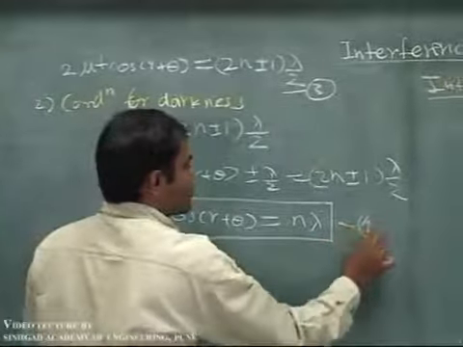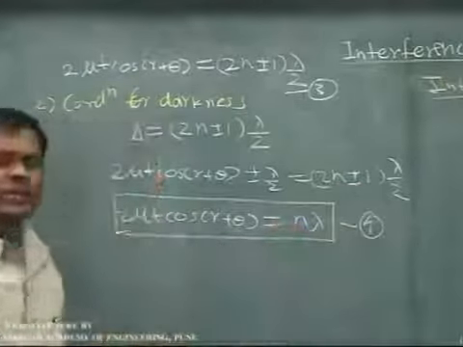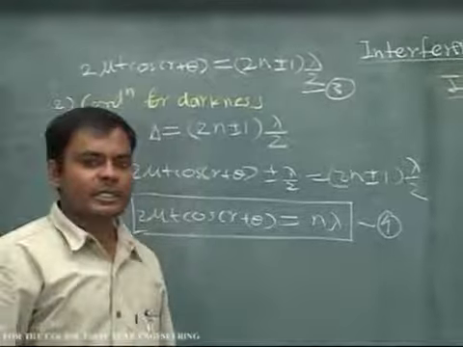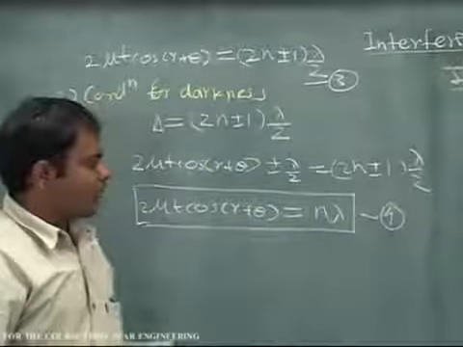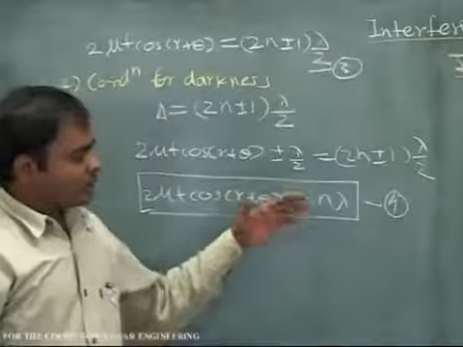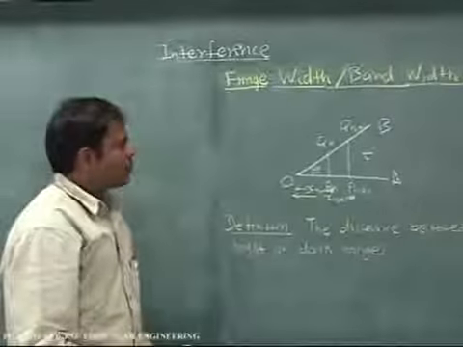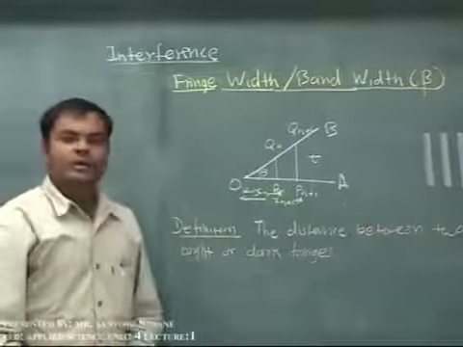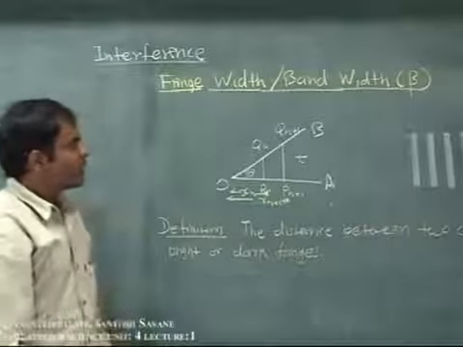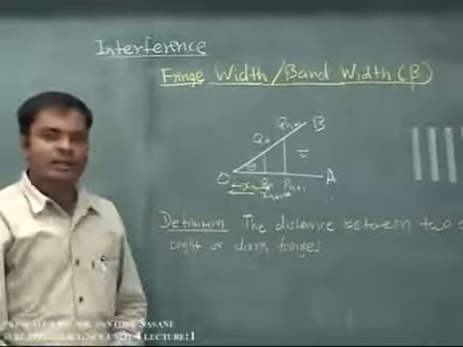This is equation number 4. Similarly, we can write the conditions for the transmitted system also, provided that we have to neglect the term ± λ/2. Important point, that is fringe width or band width. It is also indicated by the letter beta.